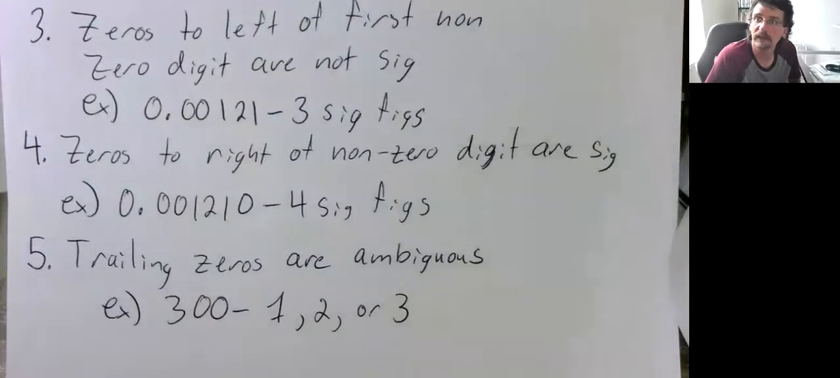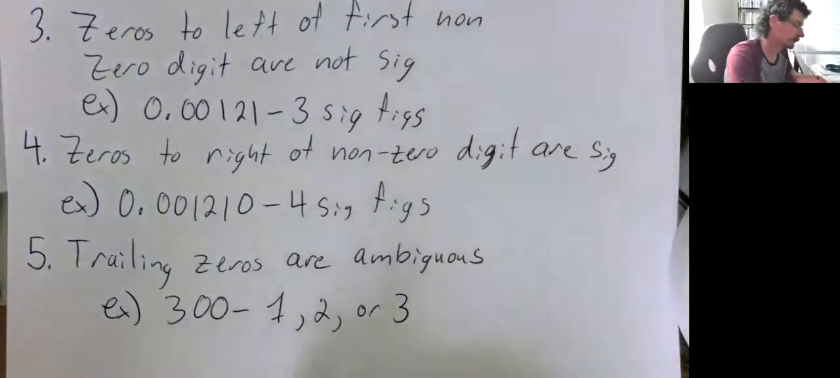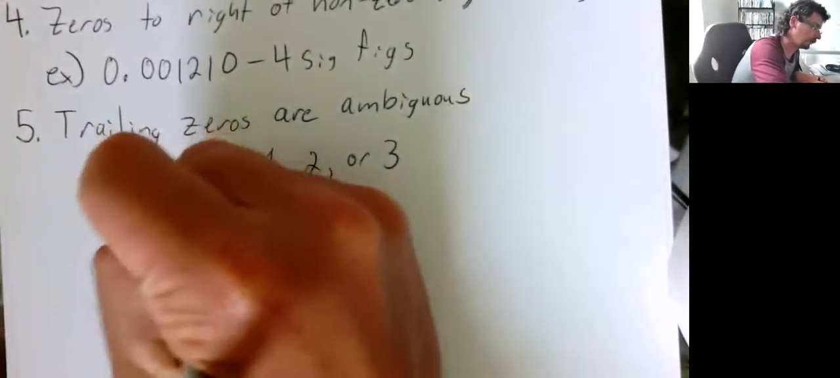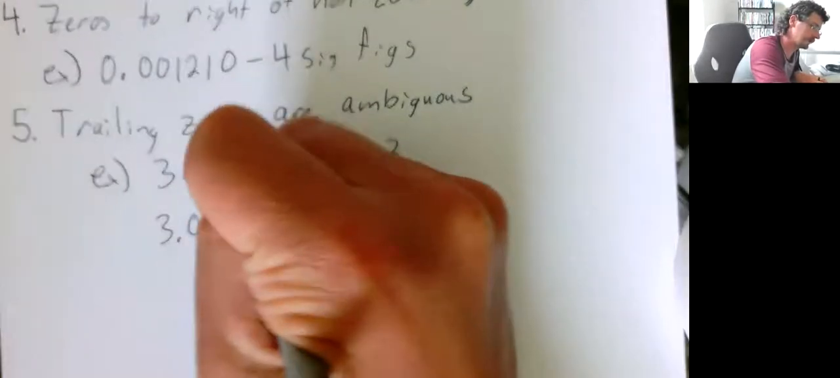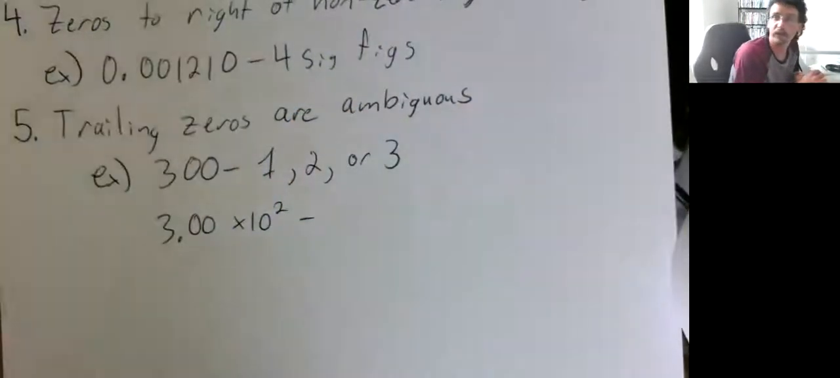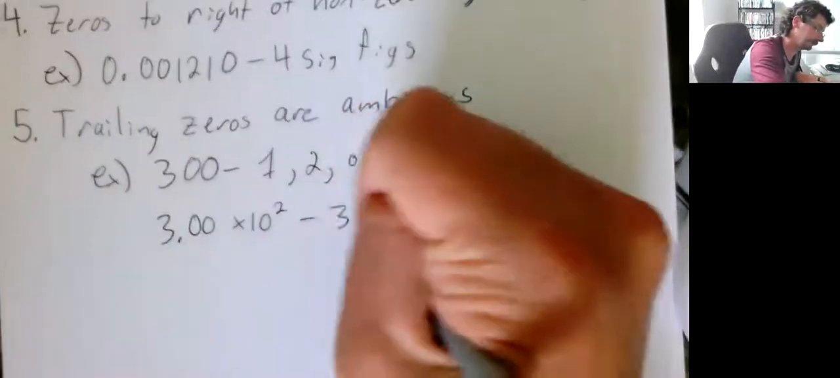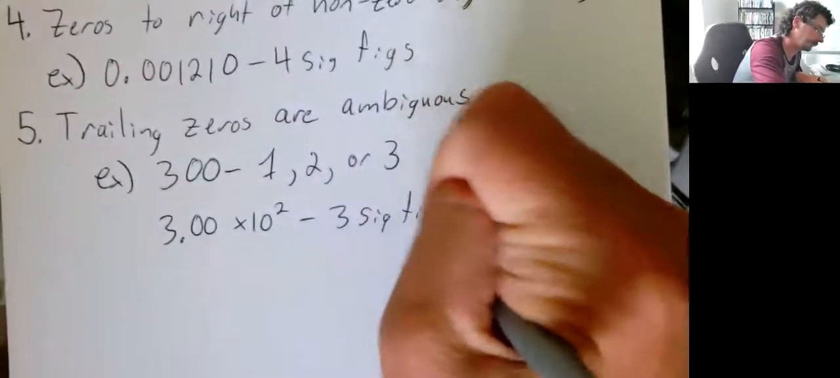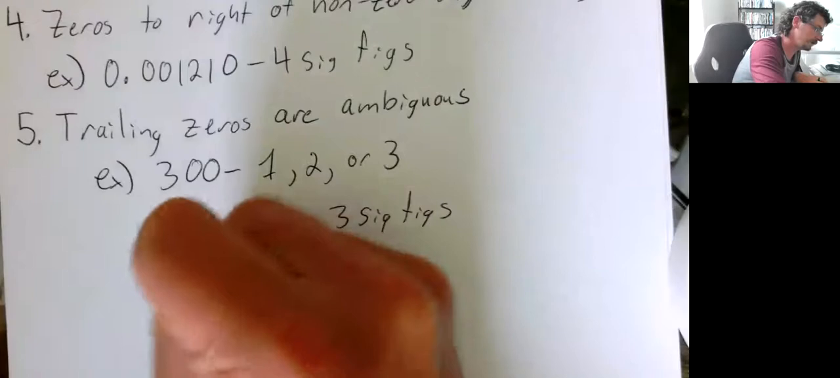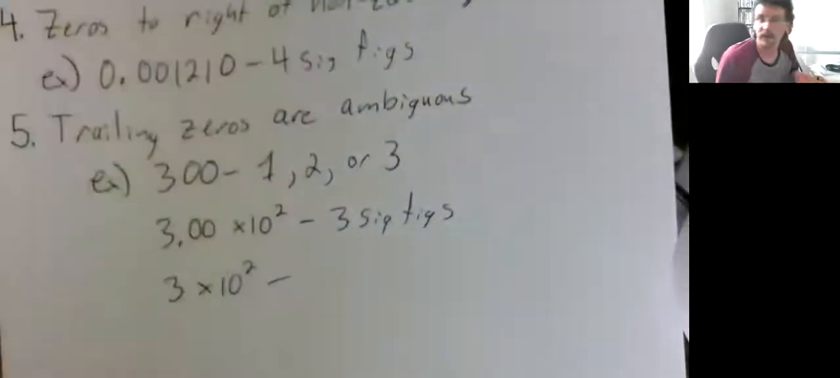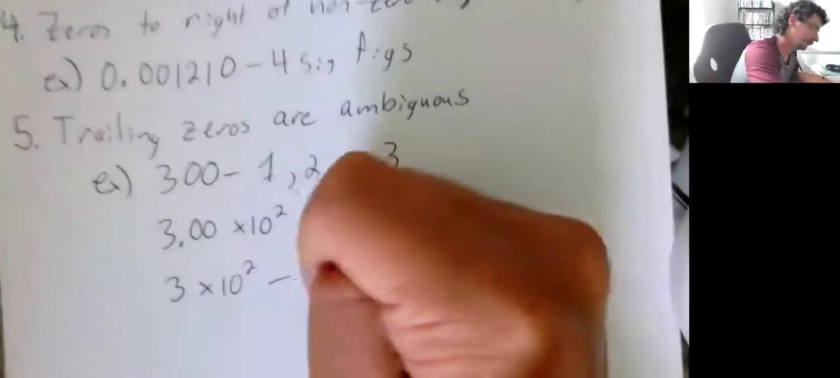So what's always a good idea is to convert everything to scientific notation. If we wrote 3.00 times 10 to the second, that number has 3 sig figs. Whereas if we just wrote 3 times 10 to the second, that number would have 1 significant digit.